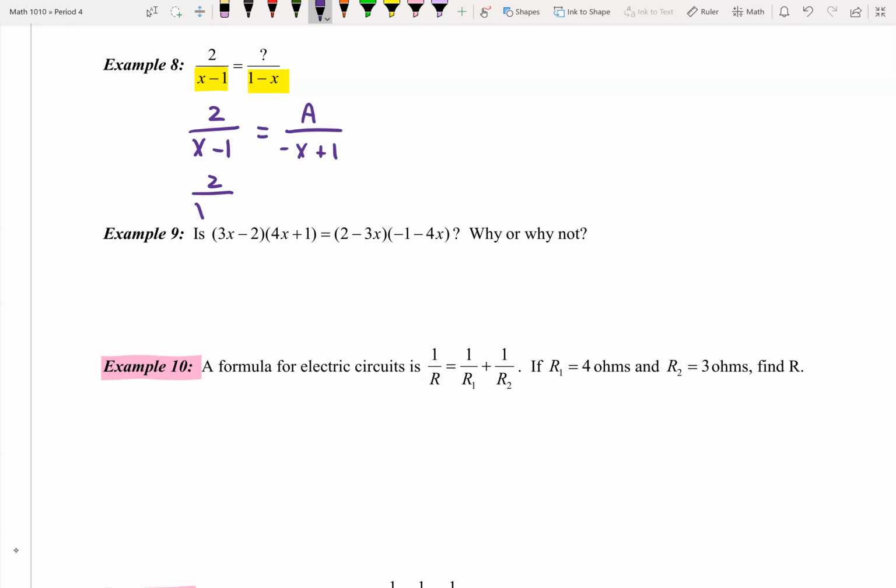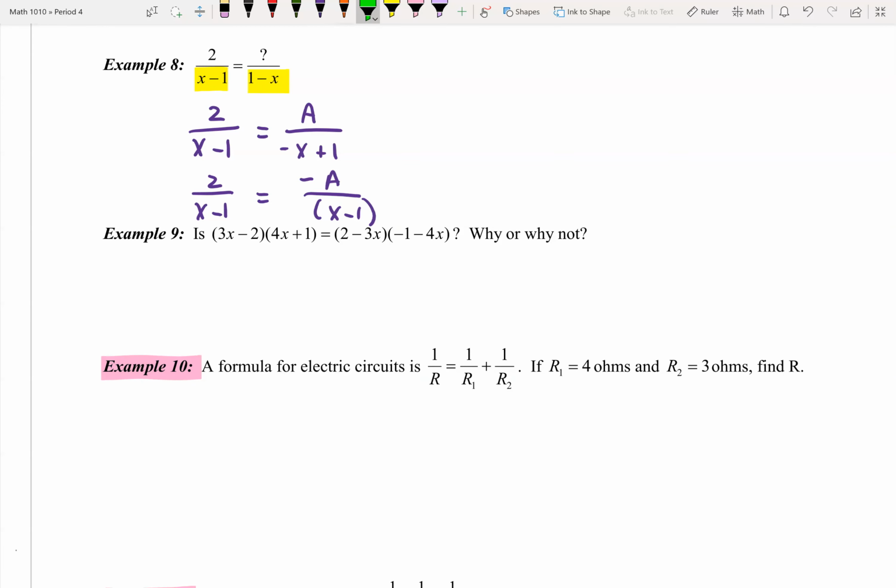Now, I'm going to take another step. What am I going to do now to that denominator? Take out a negative, and I'm left with x minus 1. See this negative right here on the bottom? Is there somewhere else I could write it if I wanted to? On the top. So let's erase it and put it on the top.